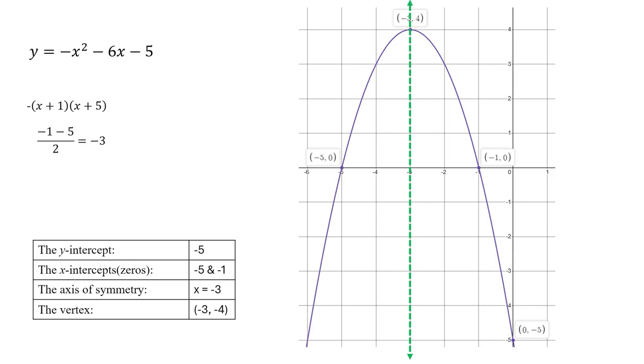Once we have our axis of symmetry, then we have the x value for our vertex. So we'll plug this value, negative 3, into the original equation and get our y value for the vertex. So our vertex ends up being negative 3, 4.